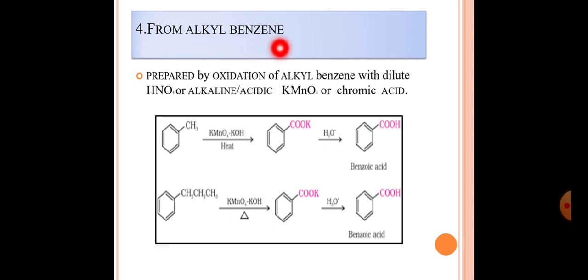Alkyl benzene, prepared by oxidation of alkyl benzene with dilute HNO3 or alkaline or acidic KMnO4 or chromic acid. See, carboxylic acid can be prepared by oxidation of alkyl benzene. Oxidation is going to be observed here in this reaction.